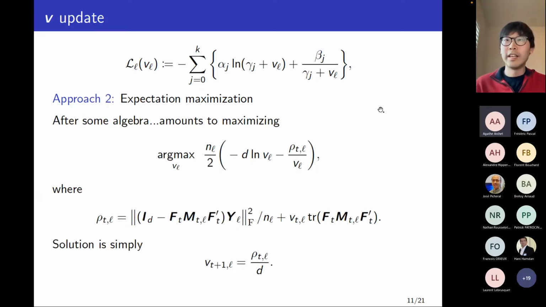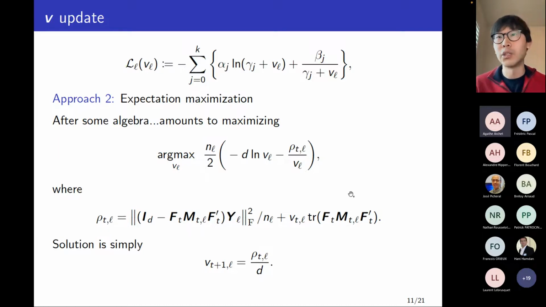The second approach is to do expectation maximization. After some algebra that I will spare you from, it amounts to maximizing something that looks like this: natural log VL minus something over VL, where rho TL looks like this. If you squint at it, it has a flavor of a residual term. But this objective is simple to solve. The solution is simply rho TL over D. So this one is really clean and elegant, very simple.